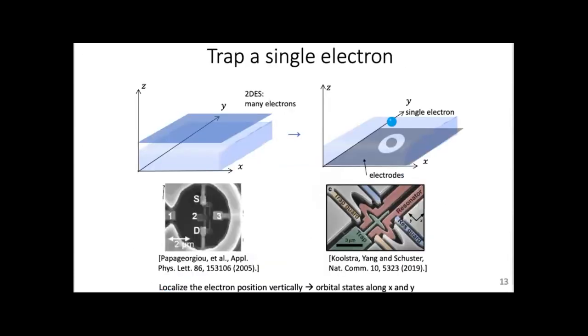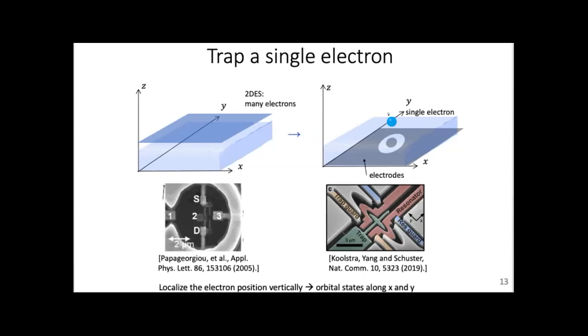If there's a confinement only along Z, we cannot control electrons individually, but we want to use a single electron as a qubit, so we need to confine the electrons also along X and Y directions. And so we need to localize the electron in one place. In principle, we can make this kind of electrodes, and then if we apply a negative voltage on this big electrode, we can deplete the electrons on top of these electrodes, and then we can apply a positive voltage on this electrode, and we can accumulate the electron here.